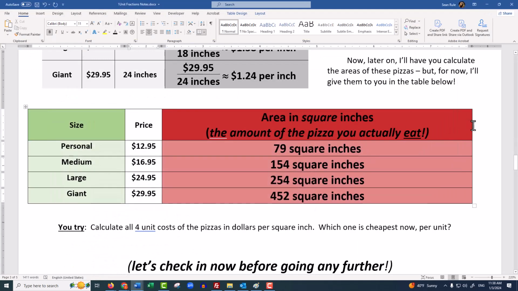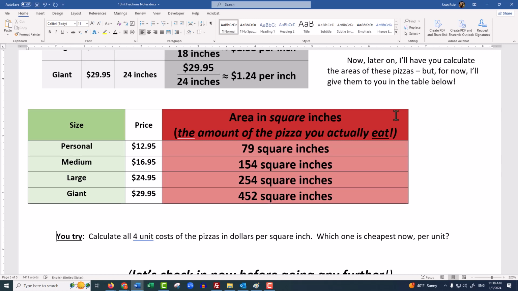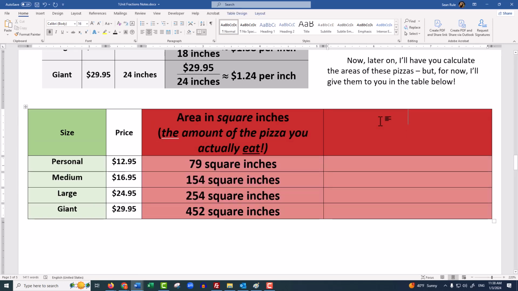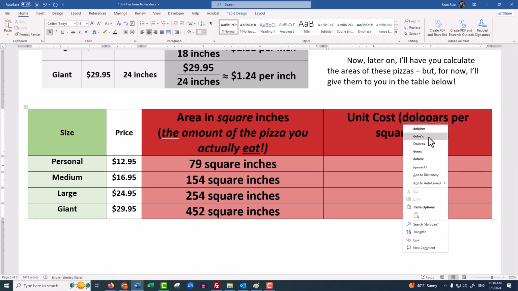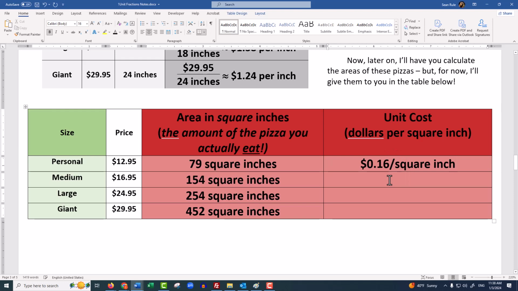So what I'm going to do right here is be a little bit creative. I'm going to insert a column to the right here and just add it in. There we go. Unit cost in dollars per square inch. And maybe spell dollars correctly. Okay, so we know that this is about 16 cents per square inch. So that's the unit cost of the personal.